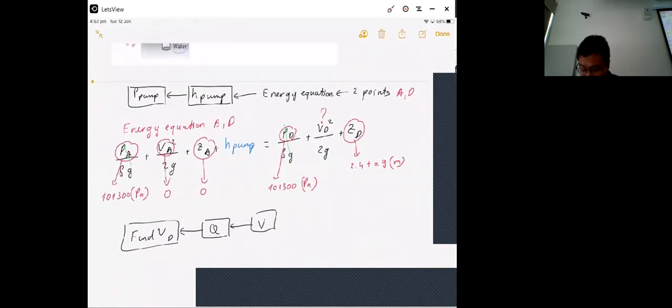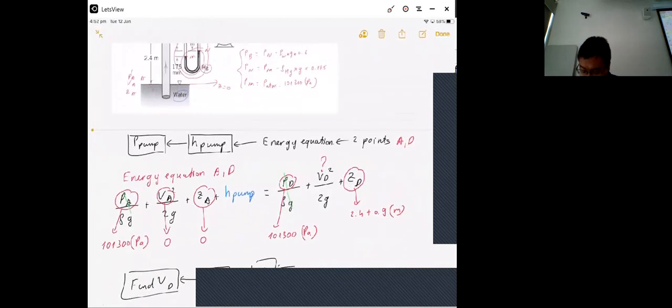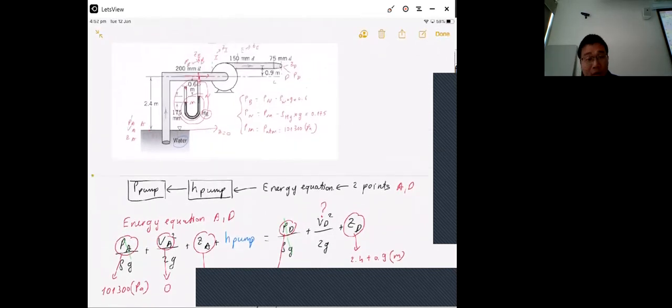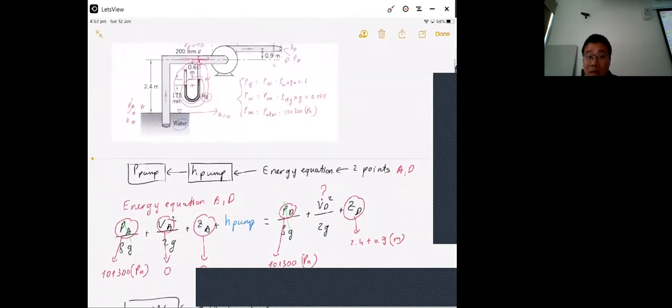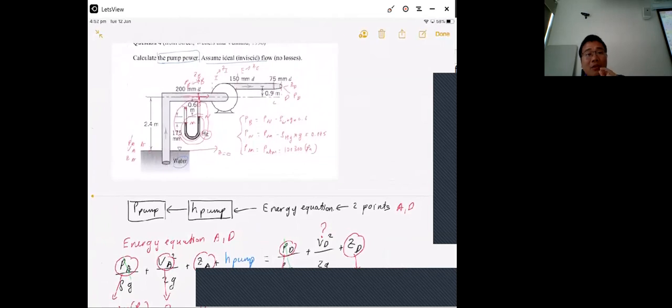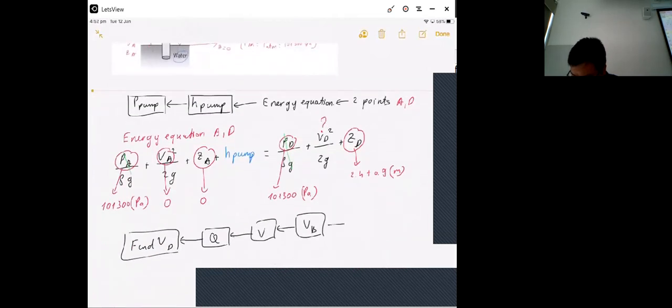So how to find velocity? At which point can you find velocity? Yep, point B, you are correct. Good. Because at point B, we know ZB and PB. We know two things. So maybe we can find V based on the energy equation between point A and point B.